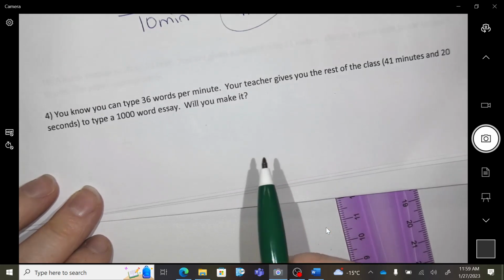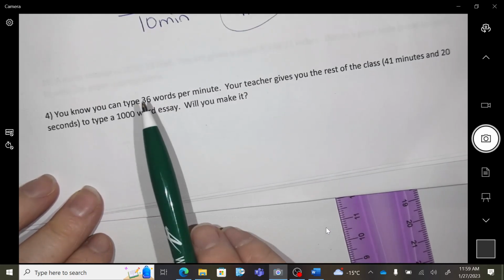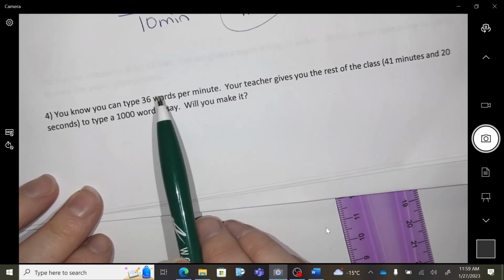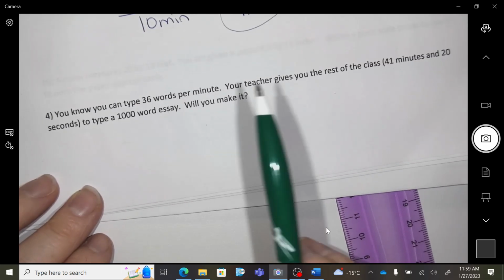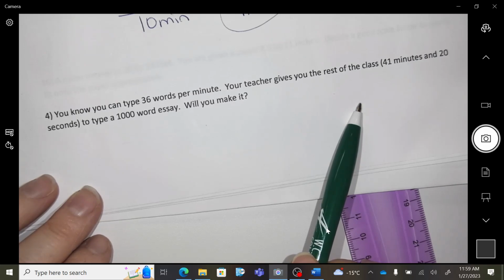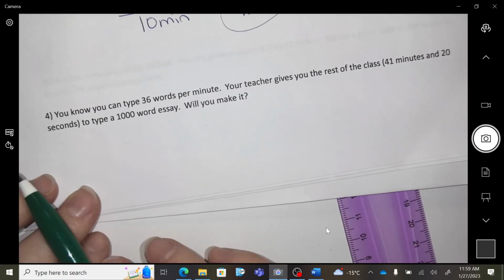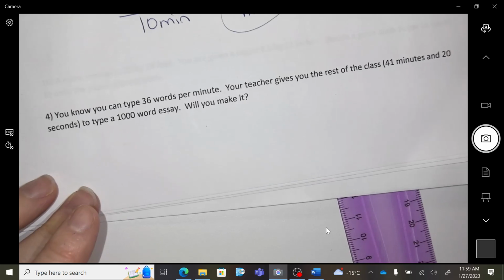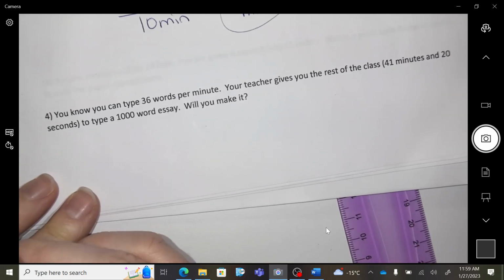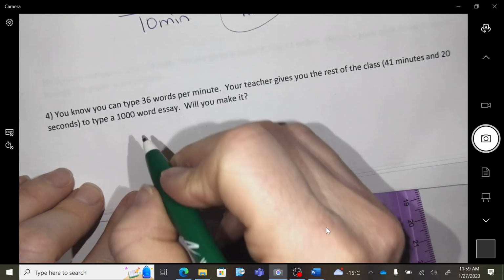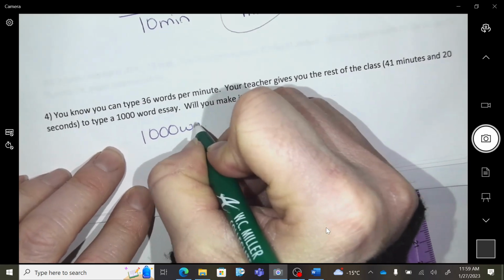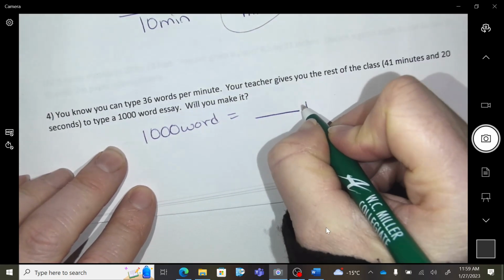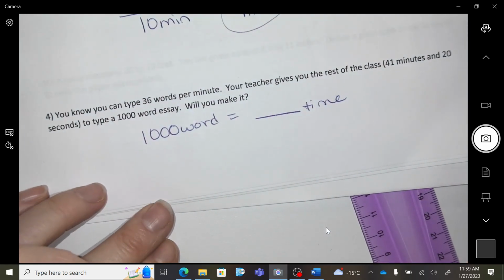What do you want to do? We have two options. We could do how many words would we type in that time, or we could do how long would 1,000 words take us. What do you want to do? You can do it either way. How much time for 1,000 words? 1,000 words equals how much time? We're going to figure that out.